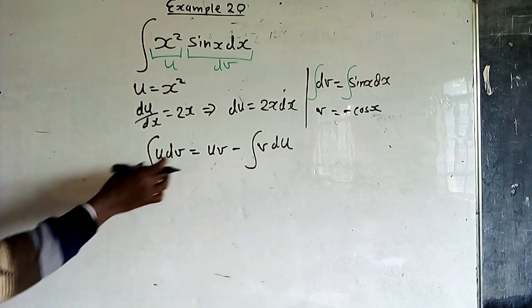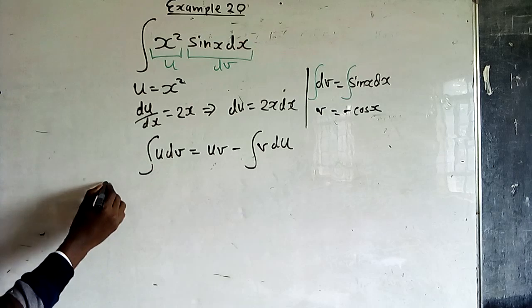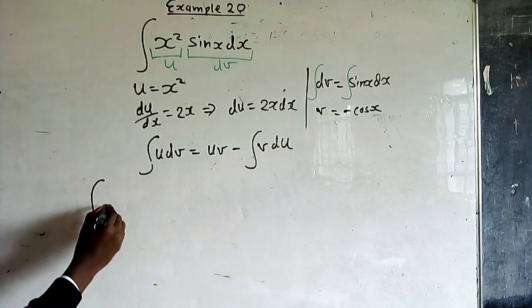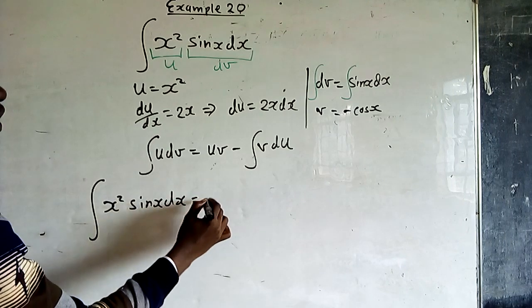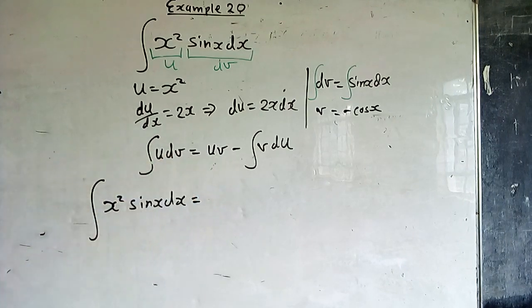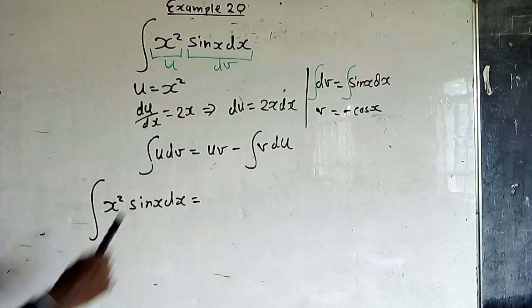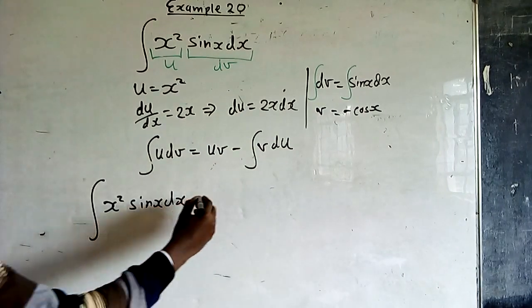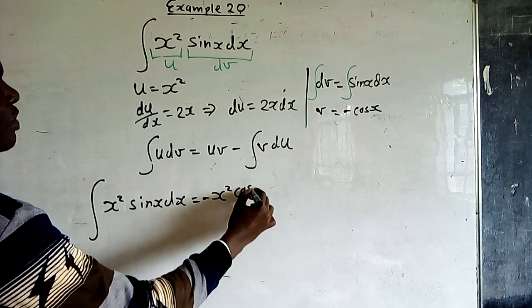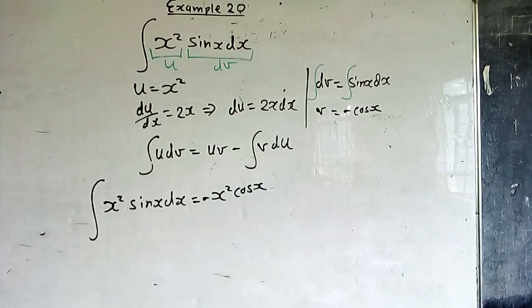So from there we start doing the substitution. Your u dv is x squared sin x dx. Then it is equal to uv, isn't it? What is uv? u times v. x squared times negative cos x, you get negative x squared cos x. Are we together there? Good.